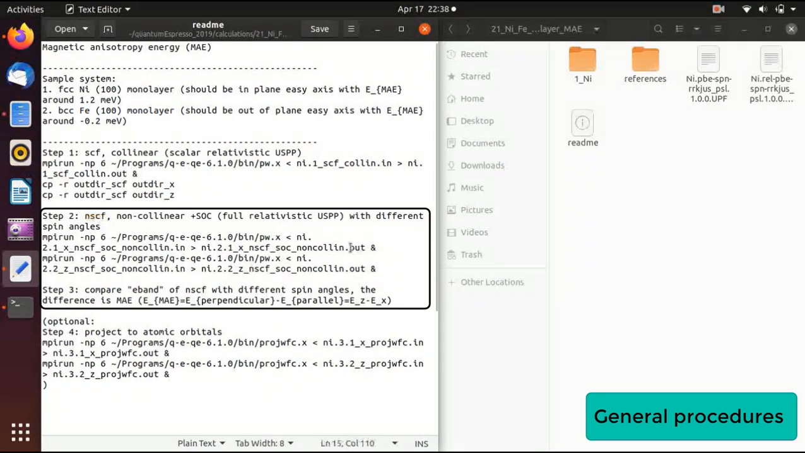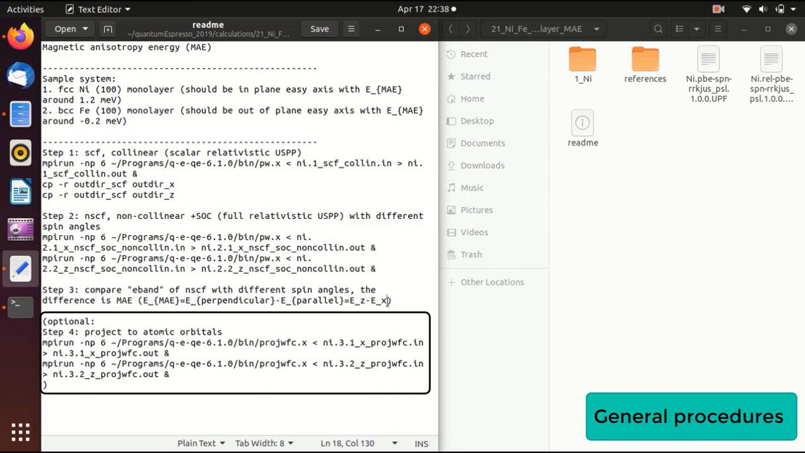And then in the output file here, you can find the total energy written in the tag E band. And then you can compare the E band of different angles, which means that you compare the total energy of different angles. The difference is actually the magnetic anisotropy energy. And optionally, you can also project the magnetic anisotropy onto different atomic orbitals using projwfc, if you are interested in the origin of the anisotropy, like which orbital contributes to that.